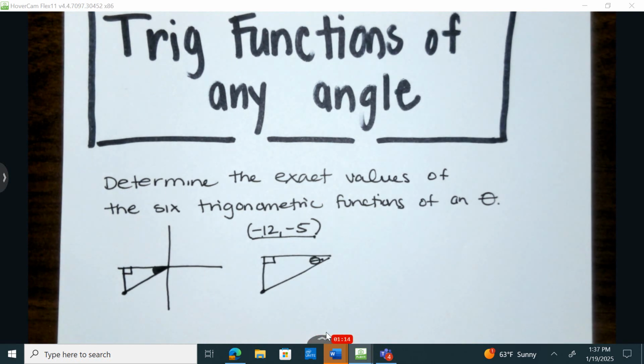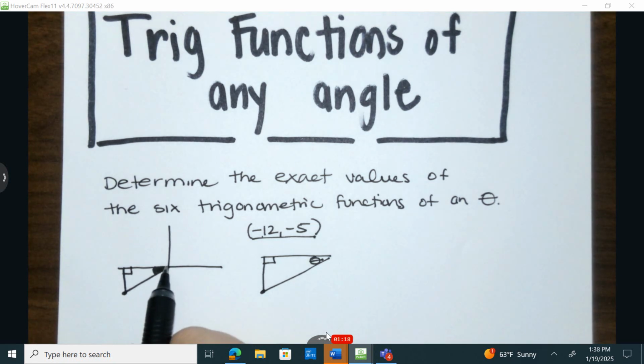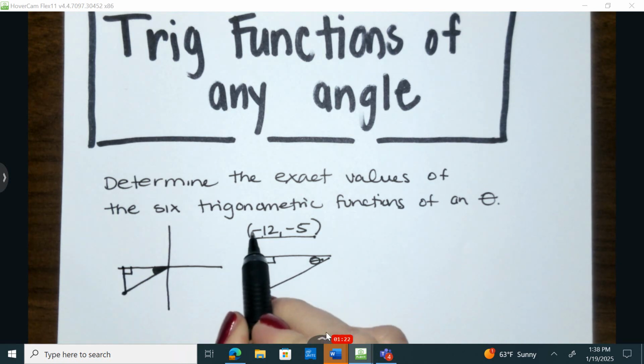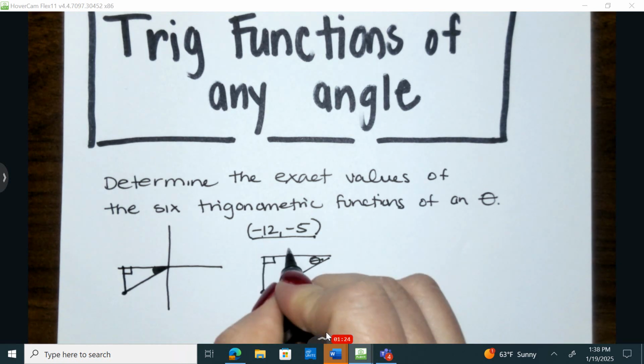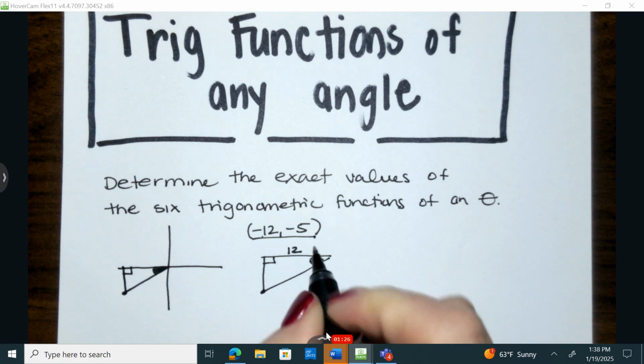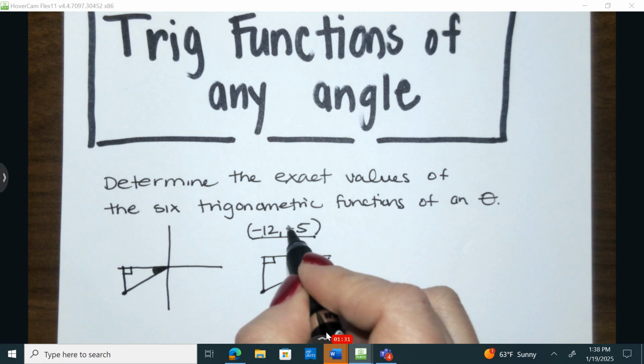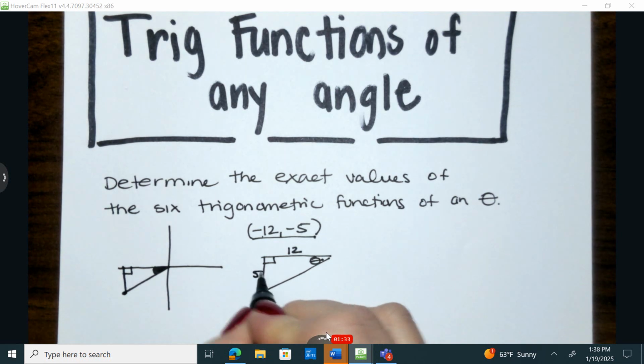Remember that length is a distance, and distance is always positive. So from the origin, I traveled 12 units to the left, and because it was to the left, that's why you see this negative sign, but distance is positive. I'm not going to write a negative sign. And then I dropped down 5 units. I was told to drop down because it's negative, but the distance is 5.